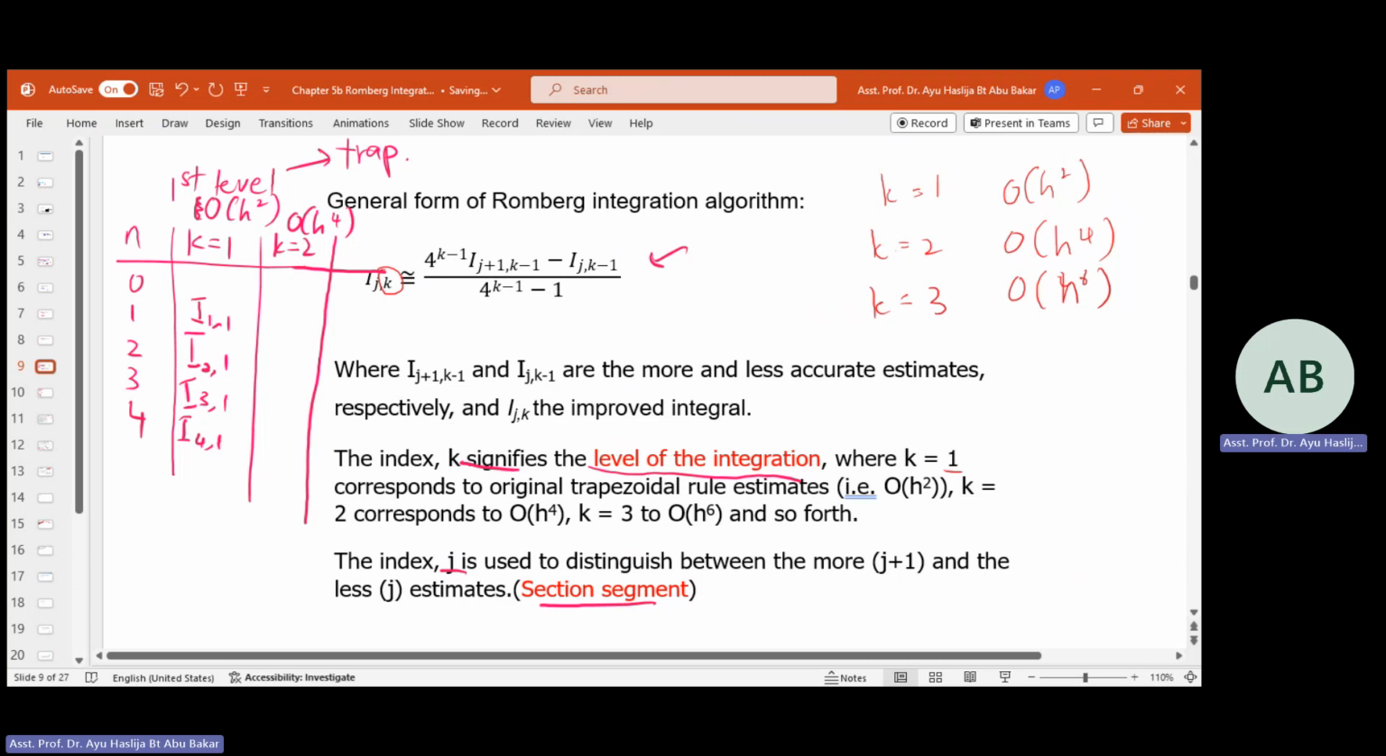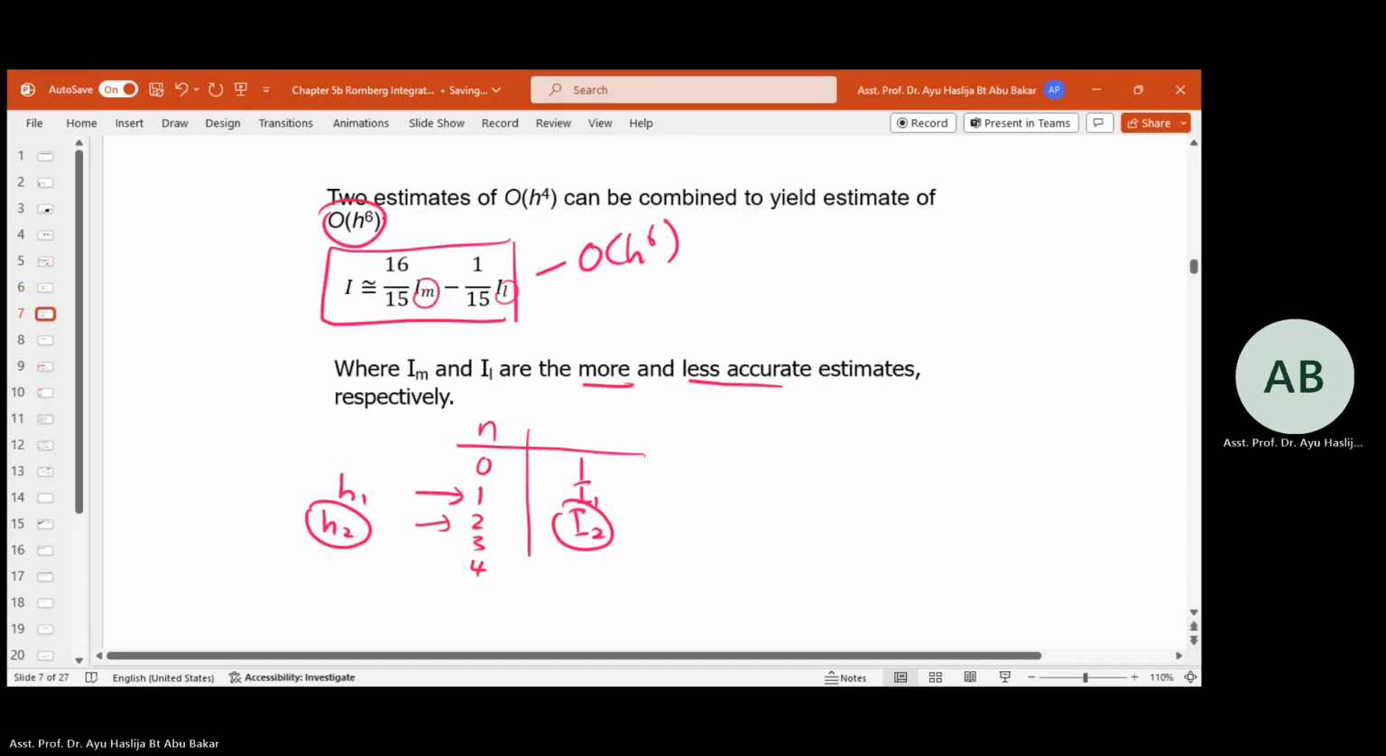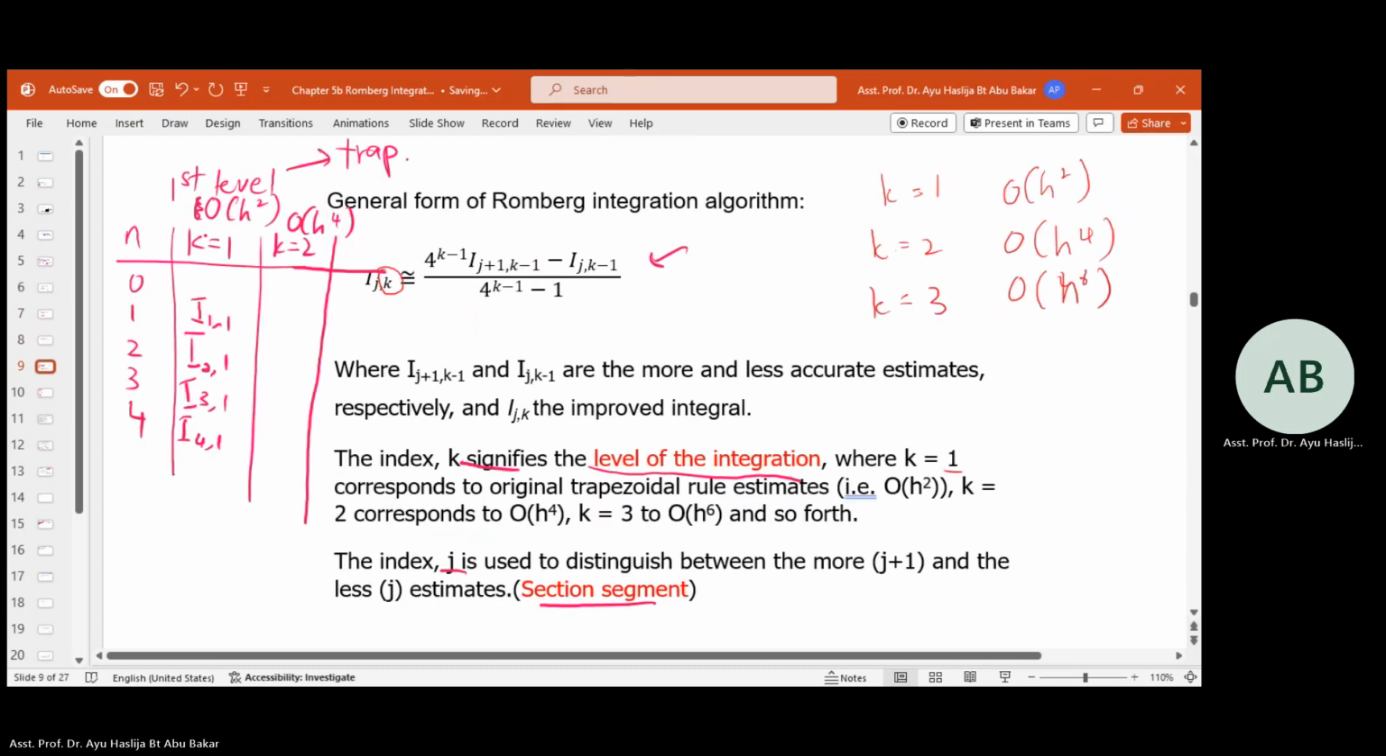Okay, go back to the slide. For OH4, H2, H1. More accurate, less accurate. More accurate means smaller H. So this one, I11, is less accurate. I21 is more accurate. Combining these two, you will get for level 2, I 1,2.